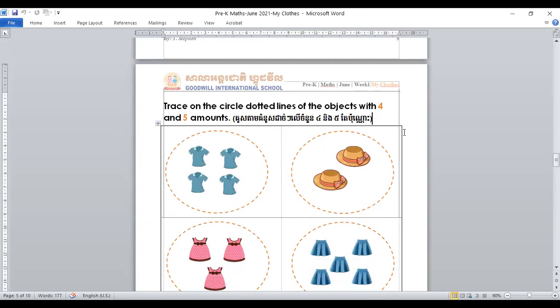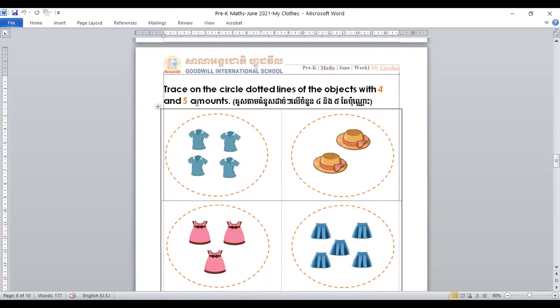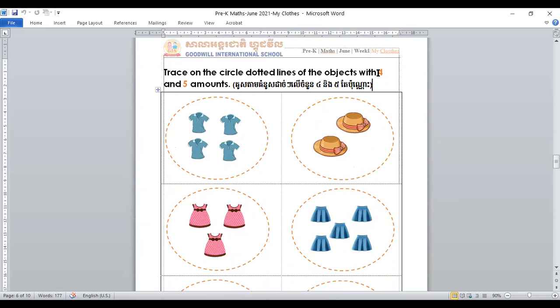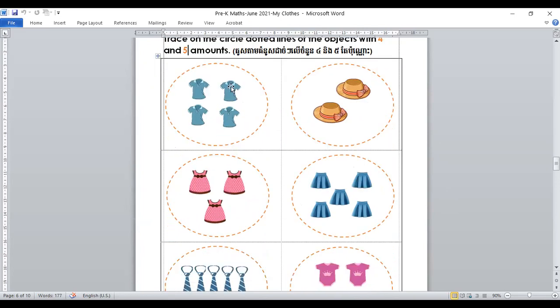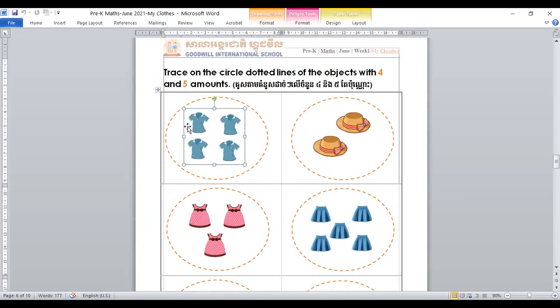Next page. For today's lesson, another one, you have to trace a number with 4 and 5. If you find 4 or 5 objects in one dotted line, then you can circle around them. Okay, this one, 4: 1, 2, 3, 4. Good, so you can trace around. This one, can you trace around? This one, can you trace around? No, there are only 2, but it says 4 and 5 here.